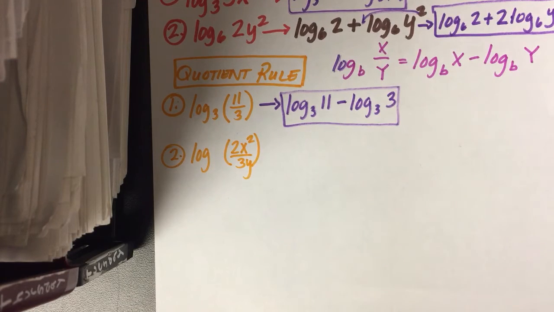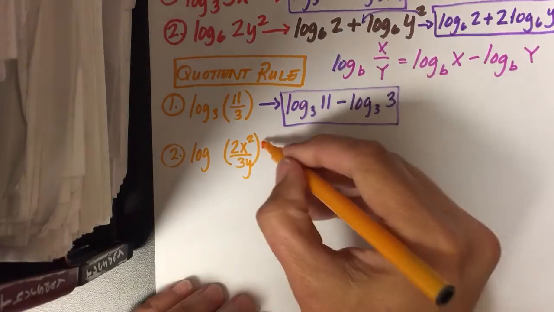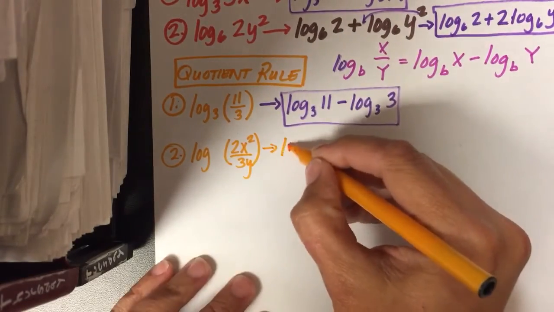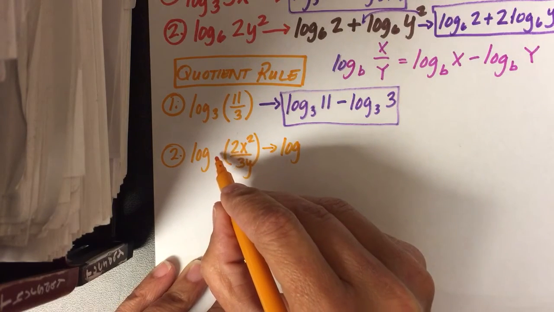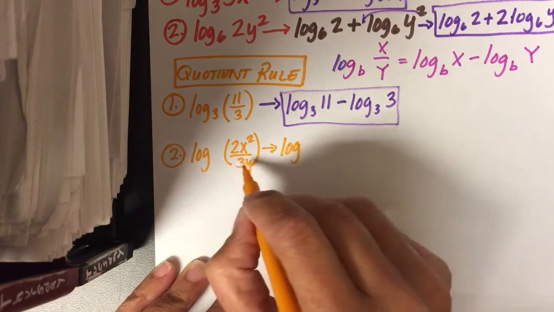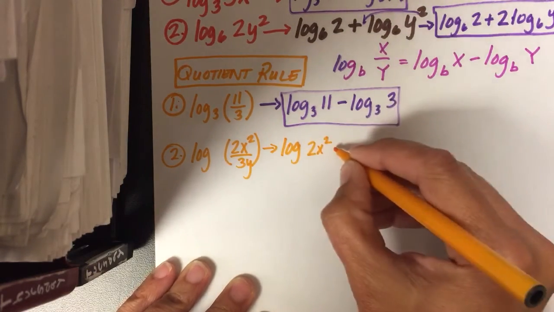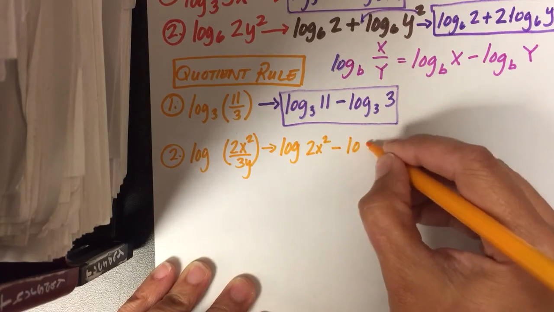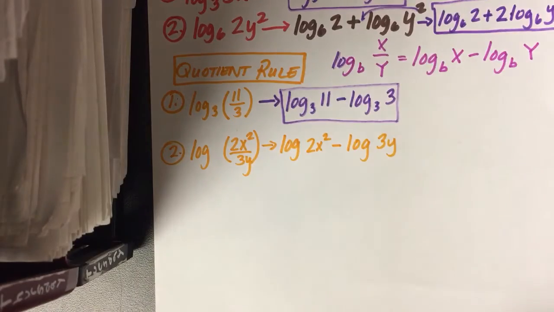Now, the first thing I want to do with this is I want to expand it using my quotient rule. So I'm going to take the quotient rule and I'm going to make this log base. When there's no base written, that's assumed to be 10. I did that on purpose. It's log base 10. So we have log of 2x squared minus log of 3y. So that's the first step. We've just used the quotient rule.